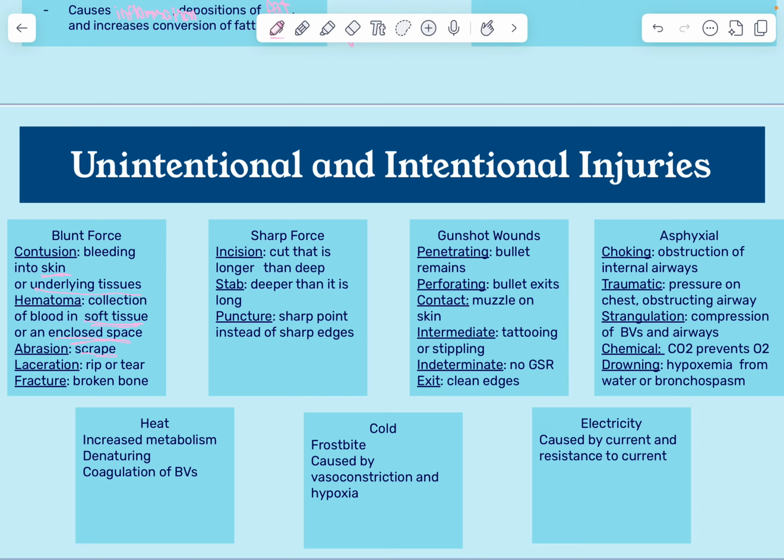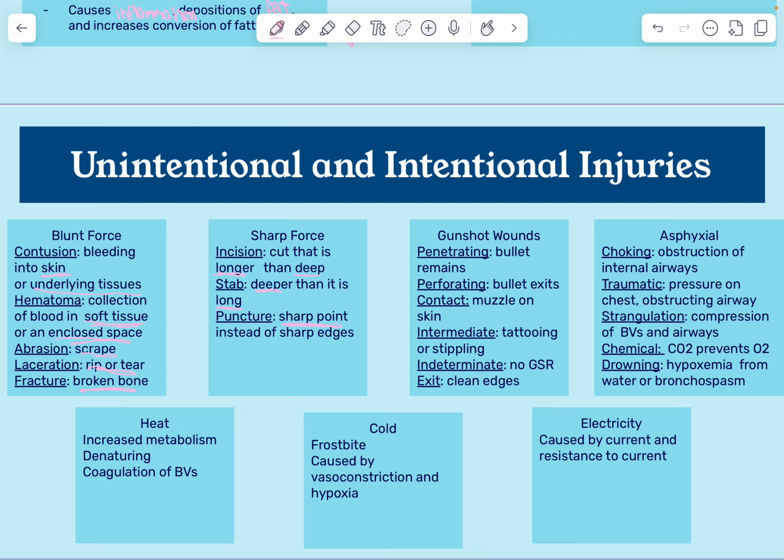And abrasions are scrapes, so it's the removal of superficial layers of skin. And lacerations are rips or tears. And these are caused when tensile strength of the skin or tissue is exceeded. And then a fracture is a broken bone. So sharp force injuries, an incision is a cut that's going to be longer than it is deep. A stab is the opposite, so it's deeper than it is long. And a puncture is going to have a sharp point instead of those sharp edges.